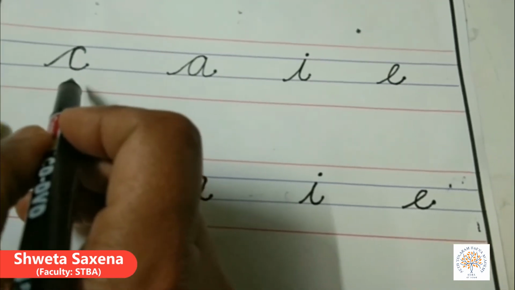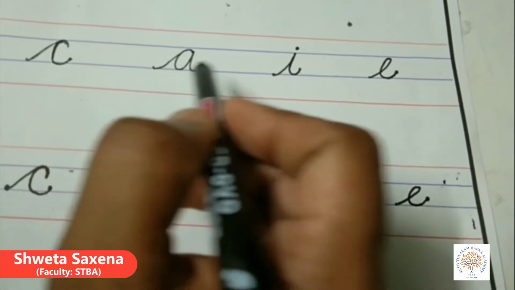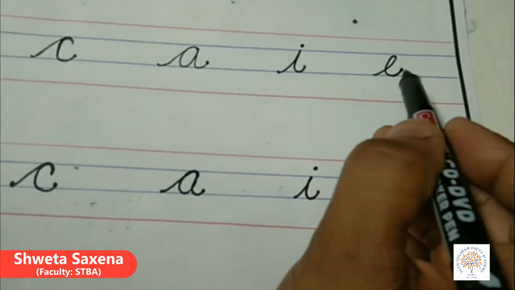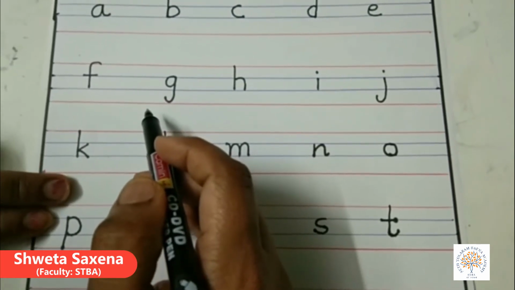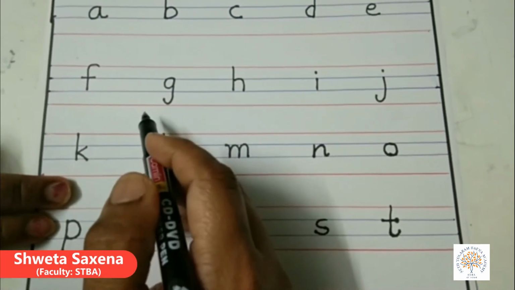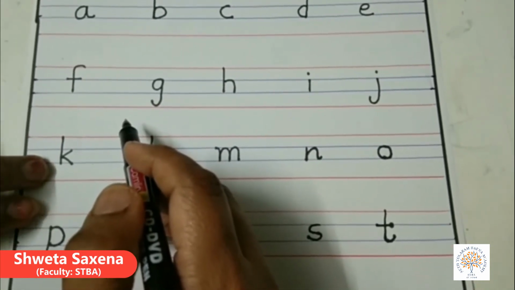Today we have done 4 letters: C, A, I and E. Rest all we will do in our next video.